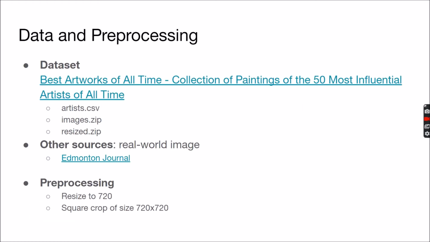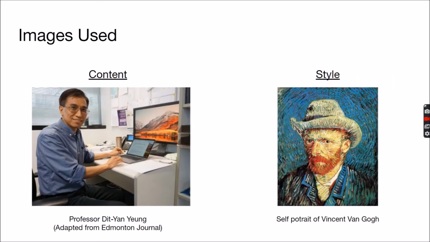For our dataset, we chose to use the dataset of best artworks of all time, a collection of paintings of the 50 most influential artists of all time. This dataset contains a CSV file of artist information and 2 zip files of collections of images. Here we use the images from the resize.zip file, and we resize the image to 720 and square crop it to 720 times 720. We also use some real-world images from other sources, which are also resized and cropped to 720 times 720.